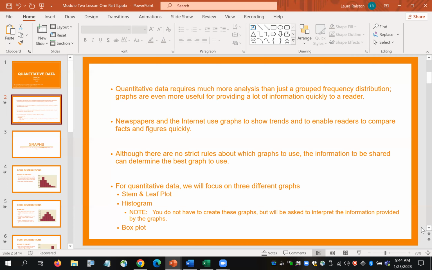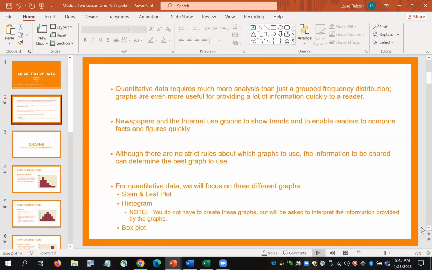Unfortunately, within the world of statistics, there's not a set of strict or rigid guidelines about which graph to use. When should we use a stem and leaf plot? When should we use a histogram? When should we use a box plot? Quite honestly, it's going to depend on what information you need and or want to share with your audience.